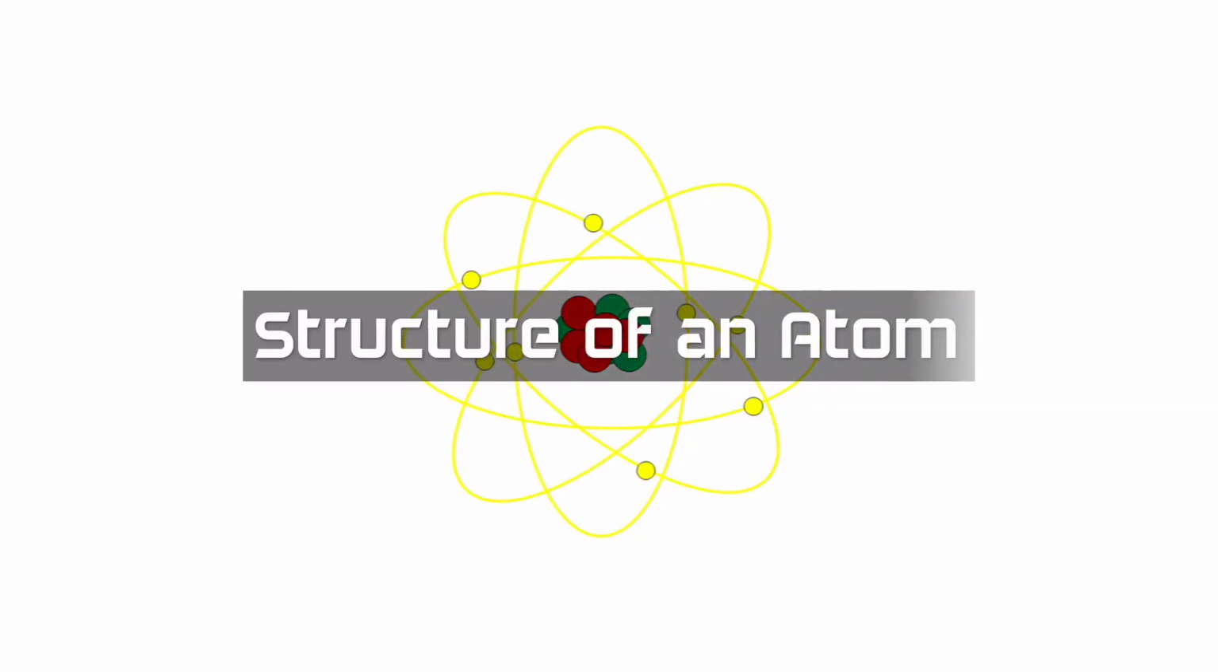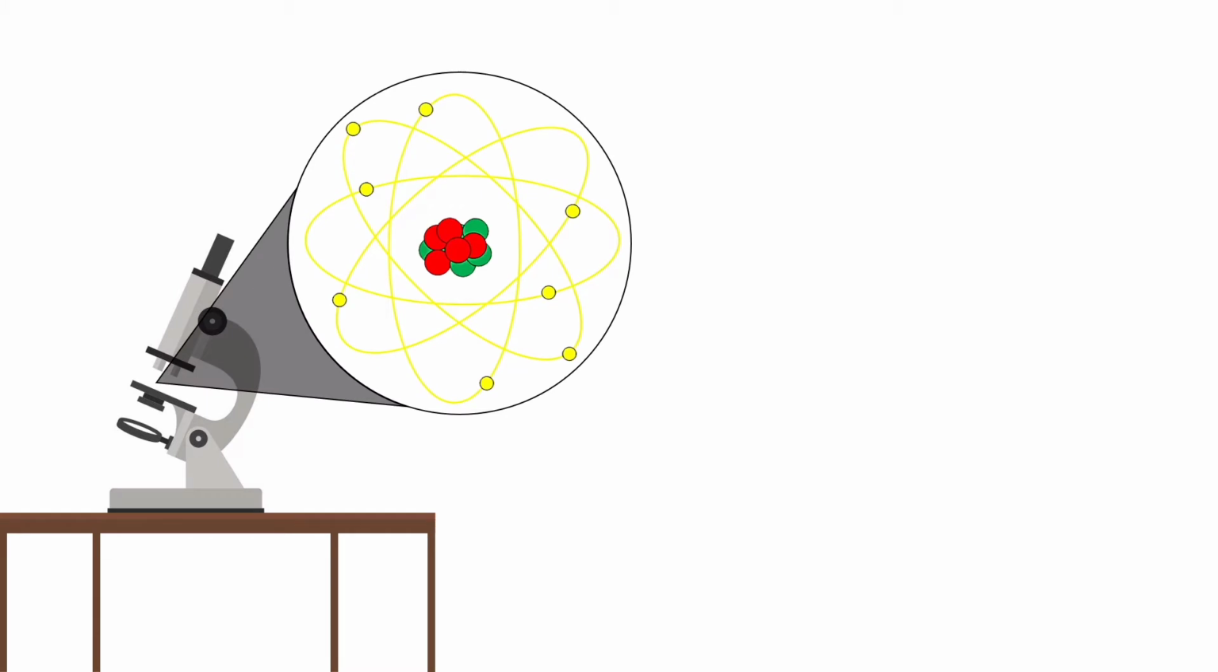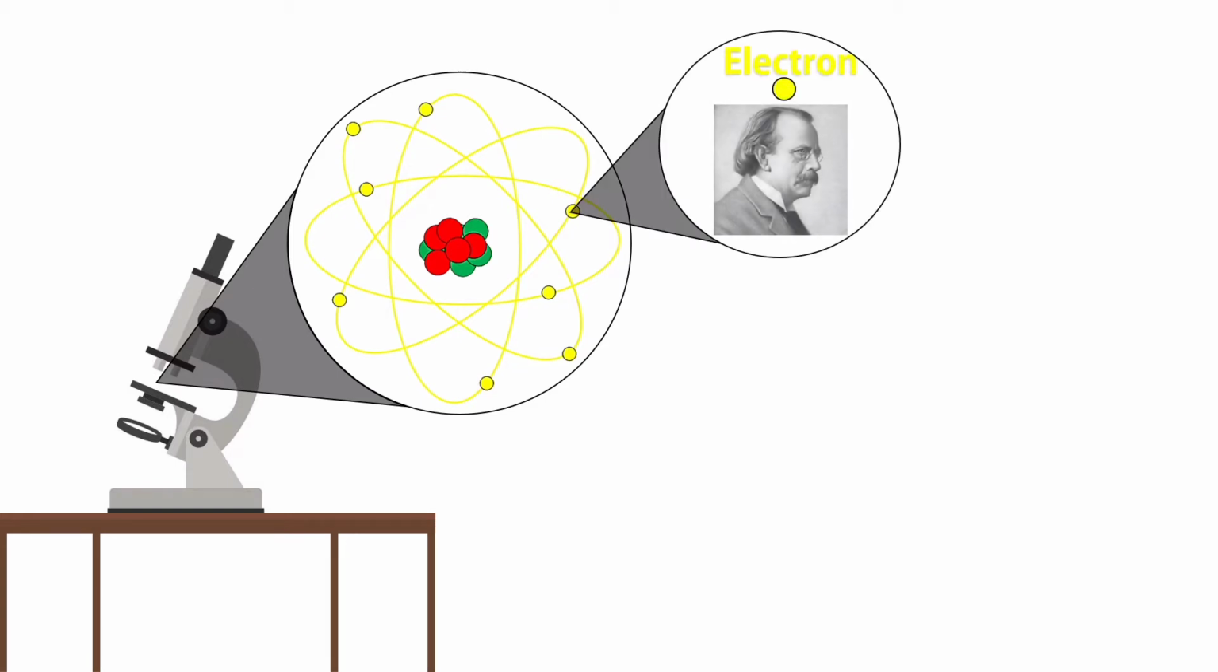Today we are going to learn about the structure of an atom. Let's first observe the atom in a microscope. It was known by 1900 that the atom was an indivisible particle but contained at least one subatomic particle. J. J. Thomson identified the electron. The mass of an electron is considered negligible and its charge is -1. An electron is represented as e-.